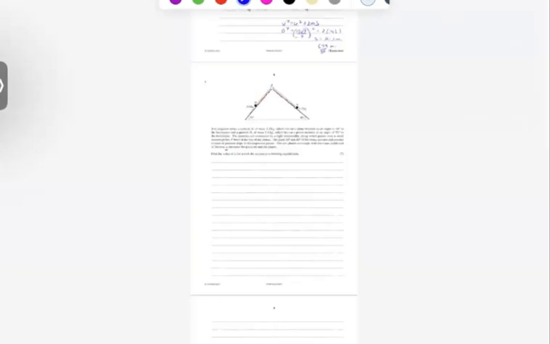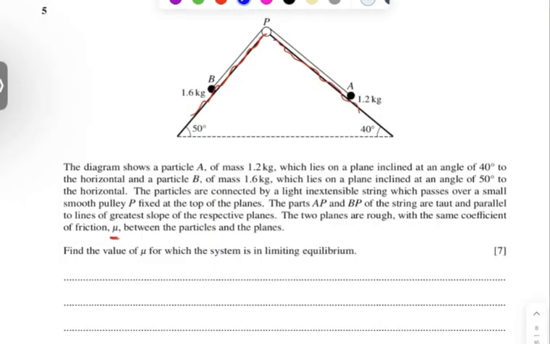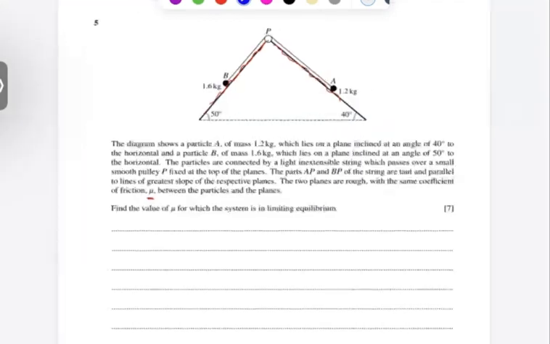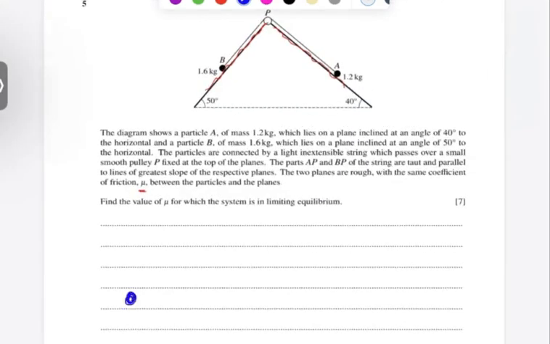Okay, that's not too bad. Two pages to answer this, and there's no part B of the question. So we're going to be doing connected particles. Because we're looking at mu, I'm not going to go into energy. I'm just going to work directly with forces on the particles.